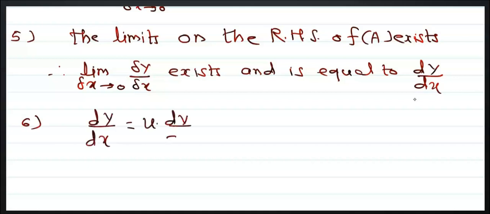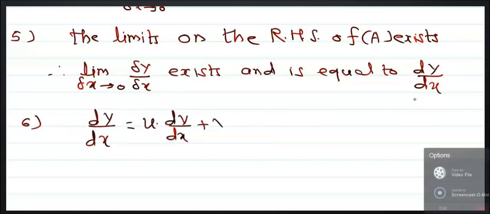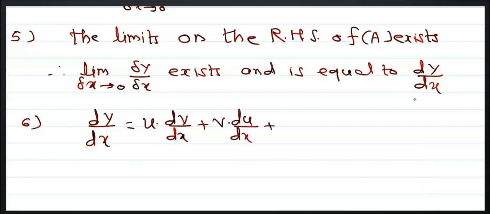Therefore dy by dx is equal to u into dv by dx plus v into du by dx plus du by dx into dv by dx into 0.